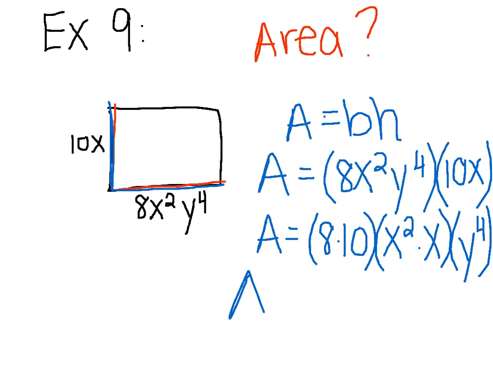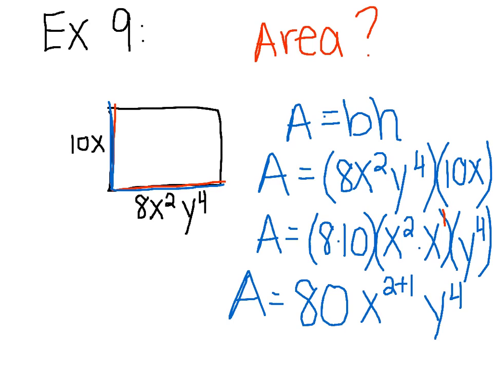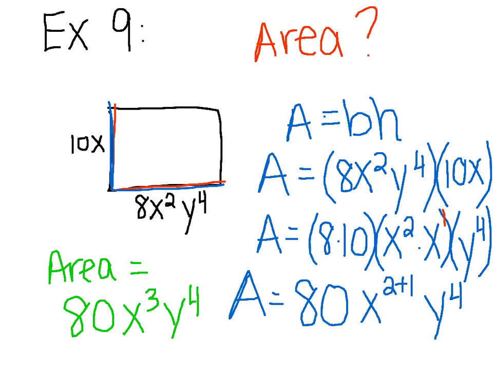And my area, 8 times 10 is 80. X squared times, don't forget that power of 1, x to the 1st, is x to the 2 plus 1, and y to the 4th. So my final answer here, my area, equals 80, x to the 3rd, y to the 4th. Very good if you got that. This is an application of multiplying monomials.